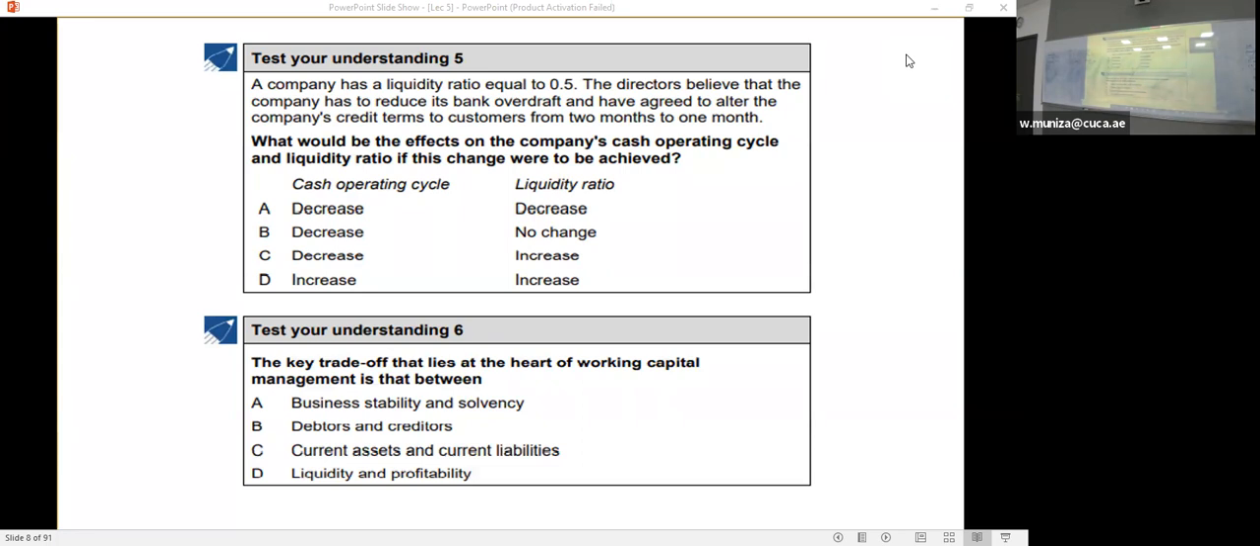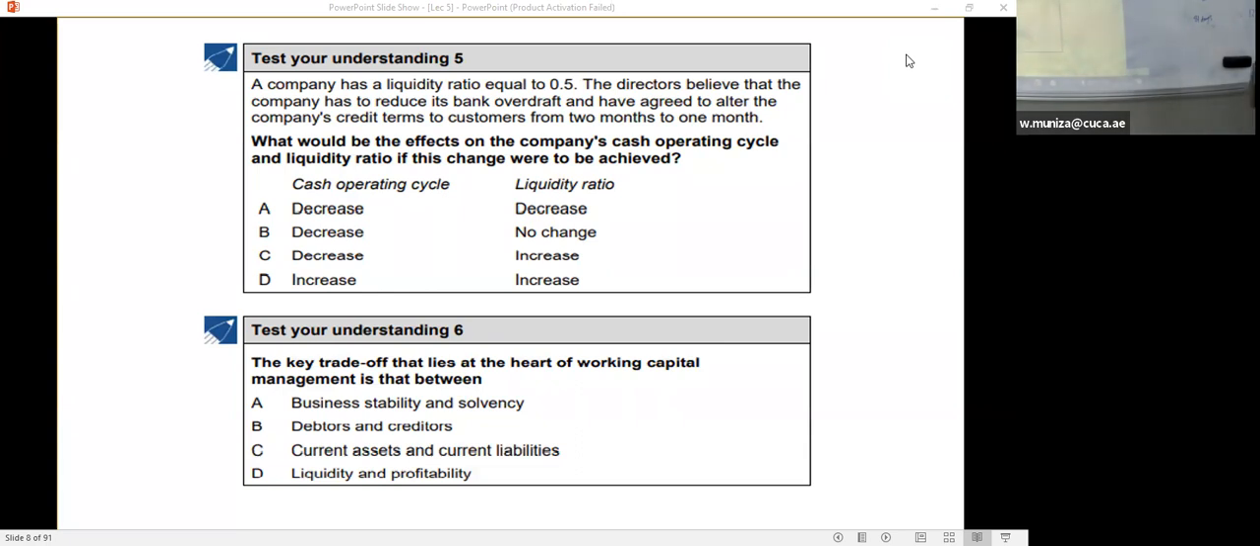Okay, what about the liquidity ratio? Okay. They are trying to write off the liability, so in this case, the liquidity ratio will be. Yes, this is the case. So both of the ratios are going to decrease. Cash operating cycle is also going to decrease and liquidity ratio is also going to decrease. Ashir, are you clear? Yes. So both the ratios are going to decrease.